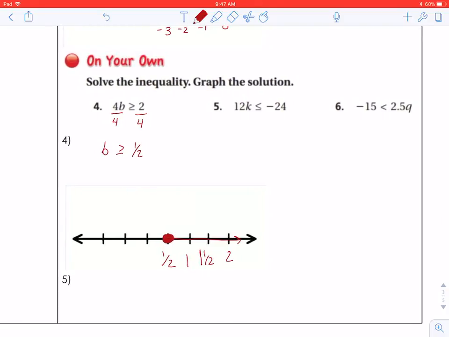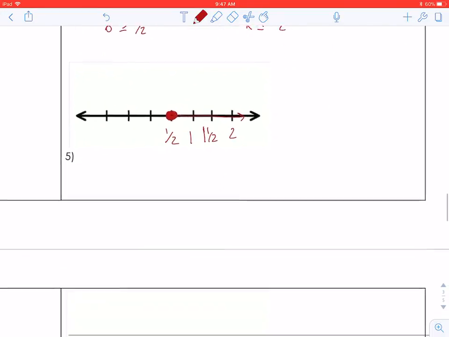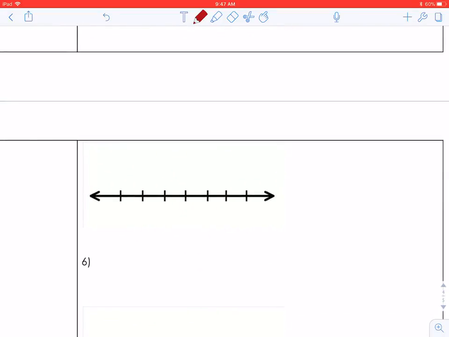Same thing for number 5. This is 12 times k. The inverse operation of multiplication is division, so I'm going to divide by 12. 12k divided by 12 leaves me with 1k. The symbol stays the same. And the negative 24, we're going to make sure to also divide by 12. Negative 24 divided by 12 simplifies down to negative 2. And so k is greater than or equal to negative 2.